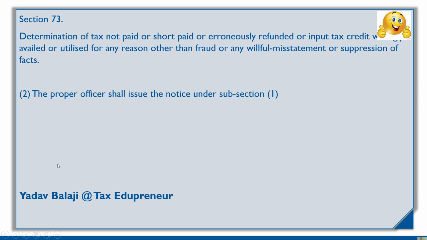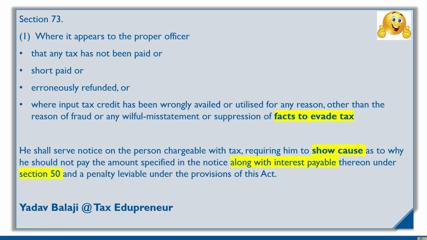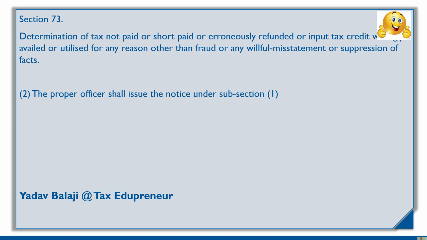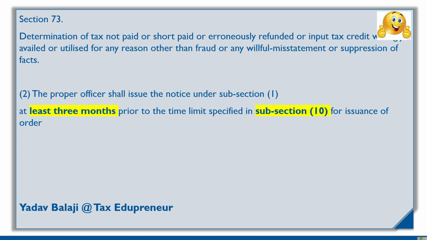Now subsection 2 talks about the proper officer shall issue a notice under subsection 1. This means there should be some time limit. If they find out that some tax is not paid, say after 10 years, they can't find out and send you a notice. That is not a proper way. So there should be a time limit, and that time limit is mentioned here: at least 3 months prior to the time limit specified in subsection 10 for issuing the order.